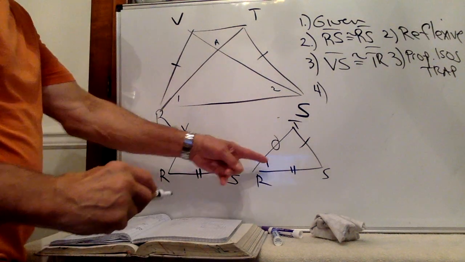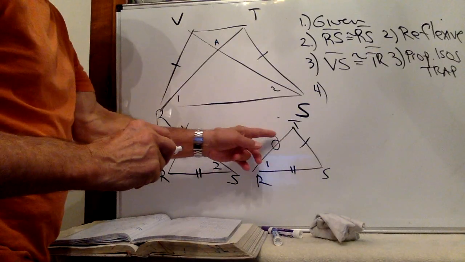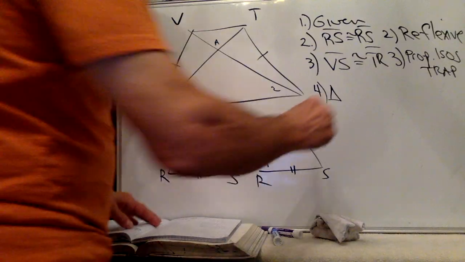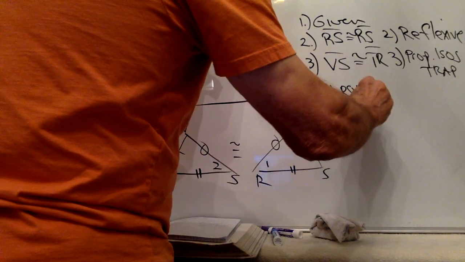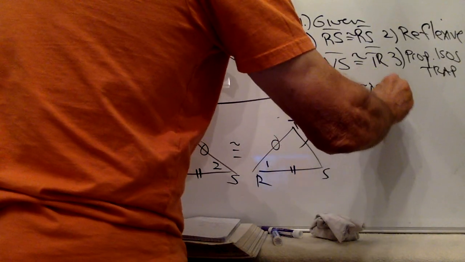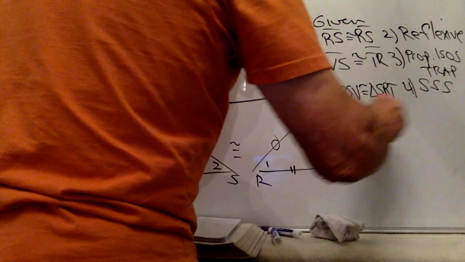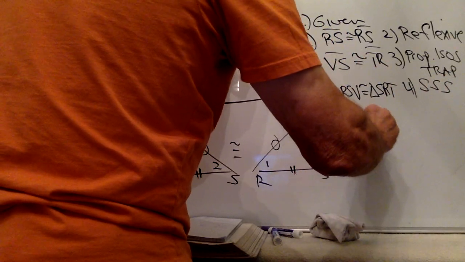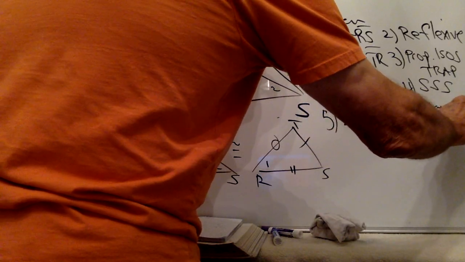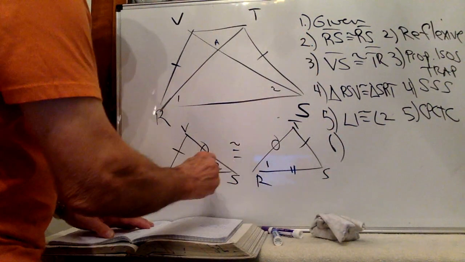And that gives me these two triangles congruent, side, side, side. So I've got triangle RSV is congruent to triangle SRT. Side, side, side, which makes angle 1 congruent to angle 2, CPCTC, and I'm done.